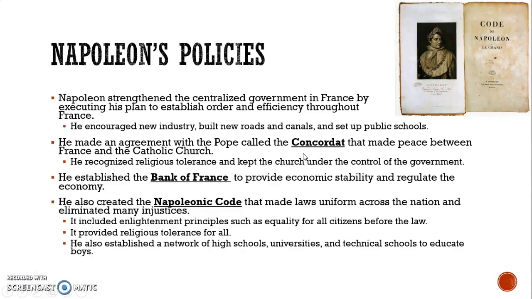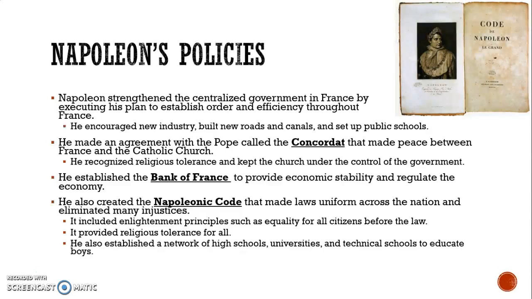While Napoleon was in power, his greatest policies were strengthening the centralized government in France, and he did that by establishing order, by encouraging new industry, building new roads and canals, and helping to set up public schools. He kept the peace with the Catholic Church by coming to an agreement with the Pope called the Concordat. This allowed the French to keep the Church under the control of the government and recognized France's religious tolerance, but it kept the peace with the Catholic Church.